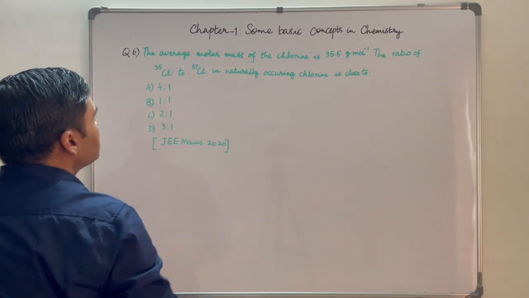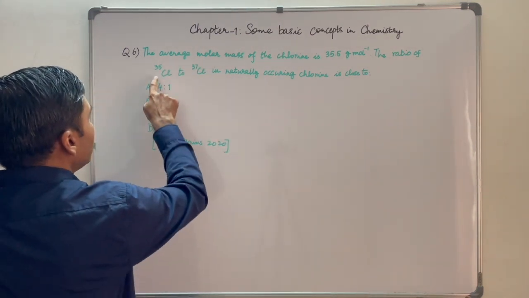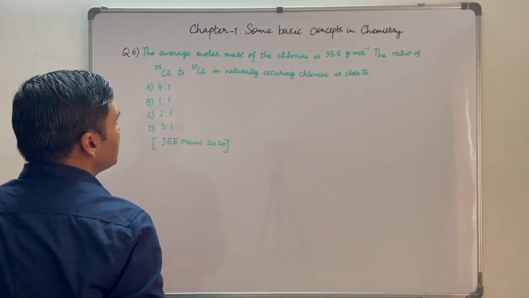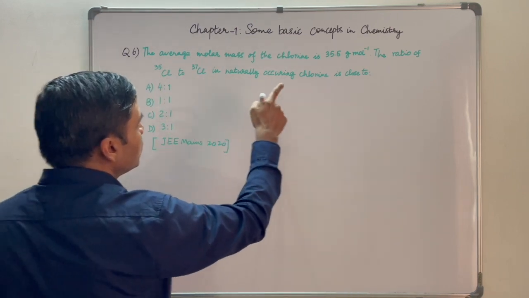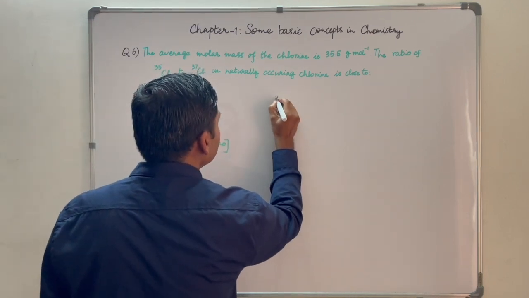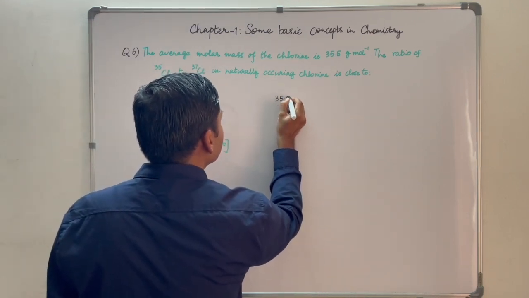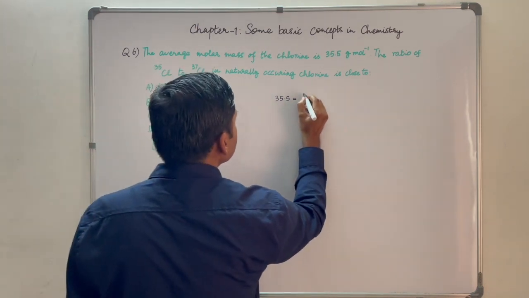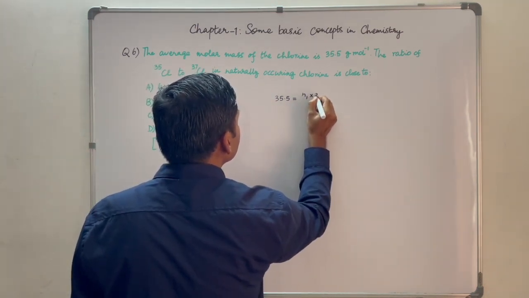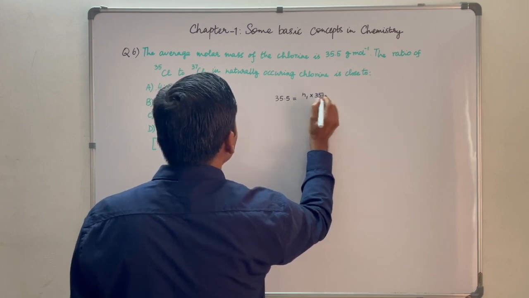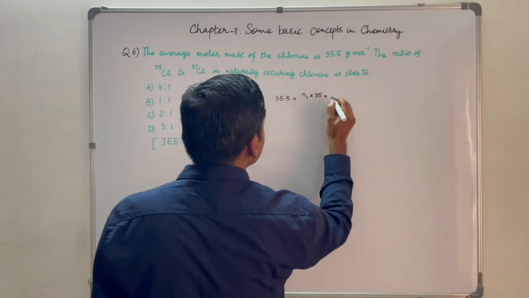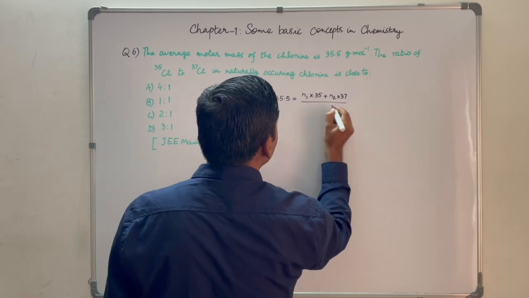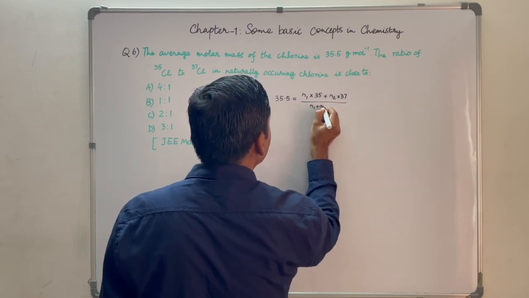These are the options given. Suppose there are N1 moles of 35Cl and N2 moles of 37Cl. Then average molar mass will be given by 35.5 is equal to N1 moles of 35 means N1 into 35 plus N2 moles of 37Cl means N2 into 37 divided by N1 plus N2.